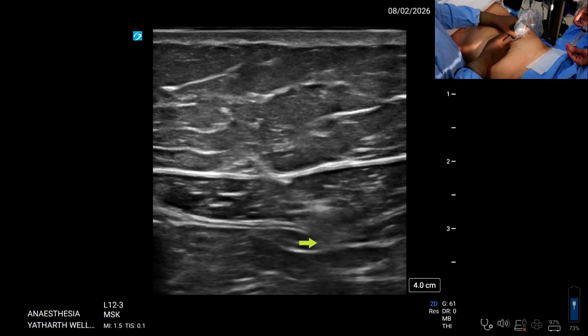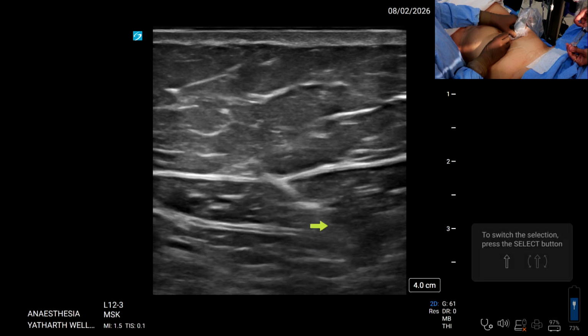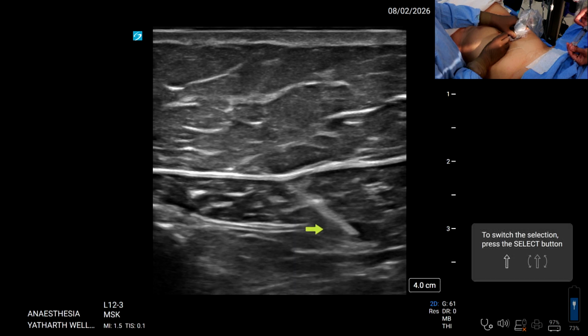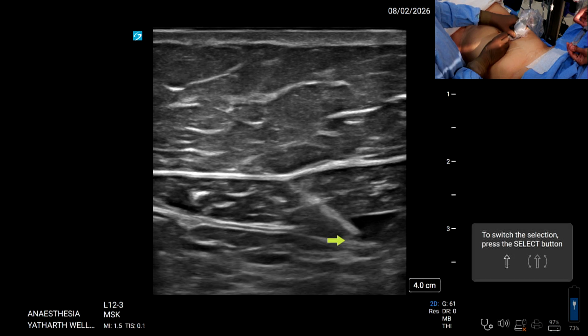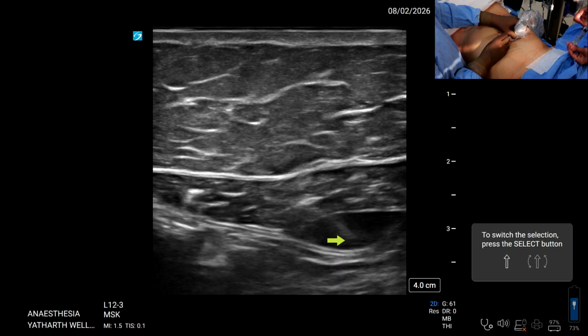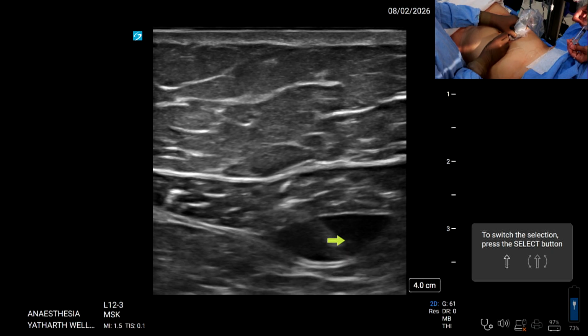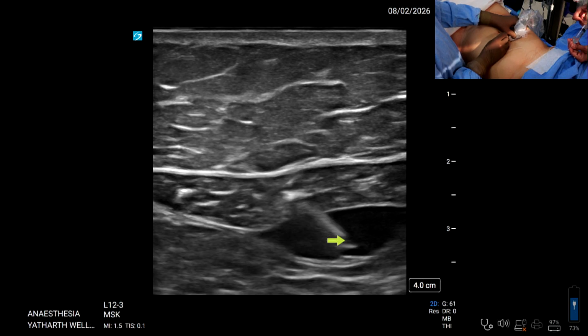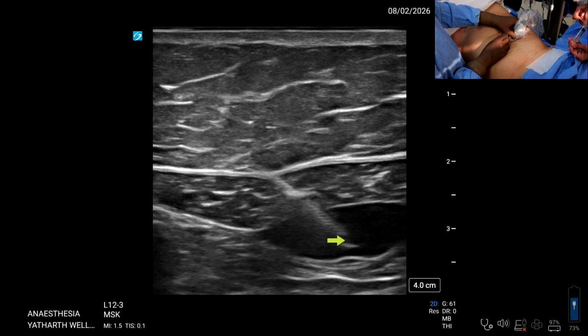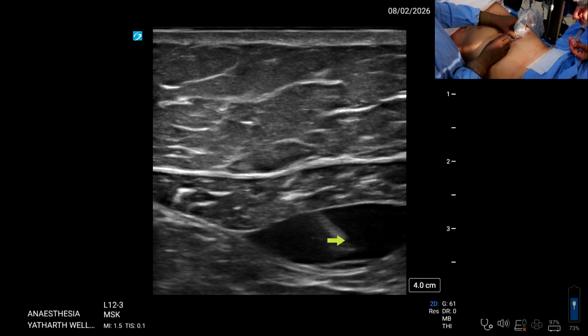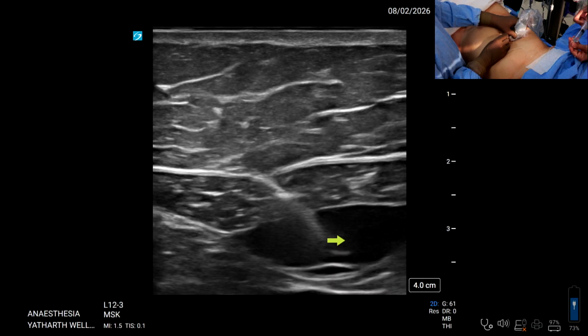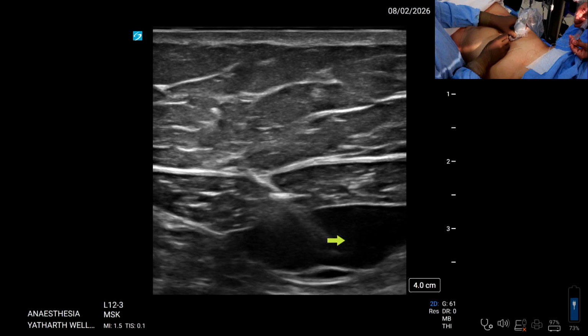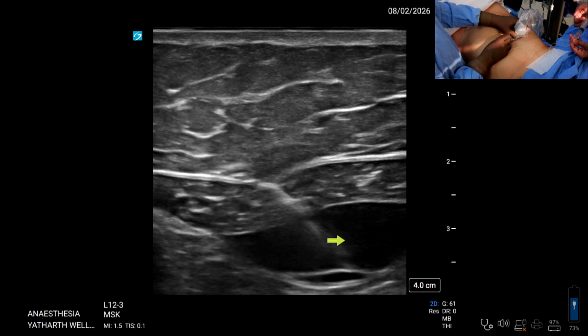So I will advance my needle a little bit. Can you give it again? Yes. Now it is spreading in the right plane. Can you appreciate it, Dr. Divesh? Yes, we can appreciate. So it is lifting the rectus muscle and it is just above the posterior rectus sheath, and it will block anterior cutaneous branches of the intercostal nerve. I'll inject 15 ml of LA here, and that is more than enough for a rectus sheath block.